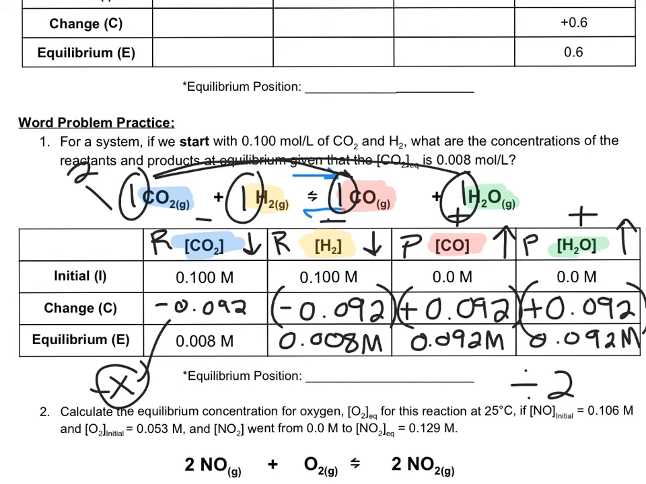In this case, the last step is looking for which side of the reaction the equilibrium is going to be on. On the left-hand side here, we see the total concentration of both reactants and the total concentration of both products, and the products are greater. What that means is that the equilibrium position is on the product side. 0.092 and 0.092 added together is greater than 0.008 and 0.008 added together. So we have more on the product side, and therefore the equilibrium position is on the product side.